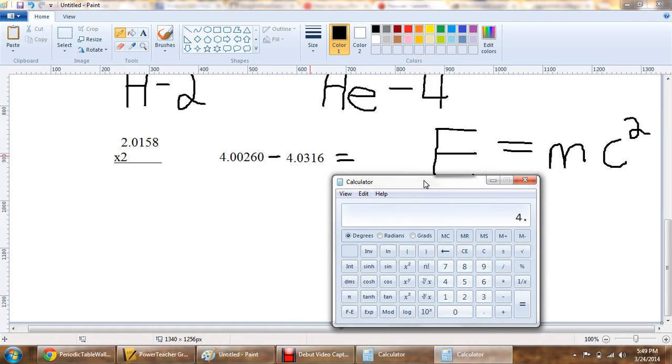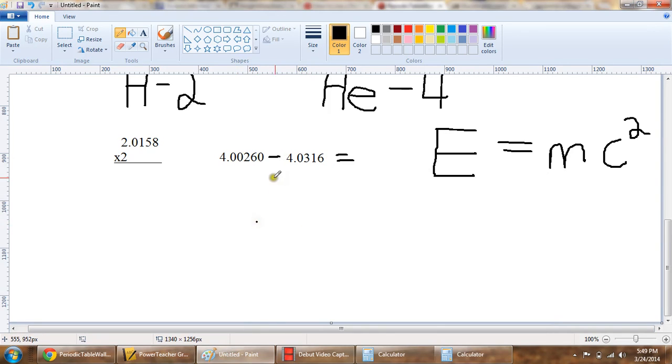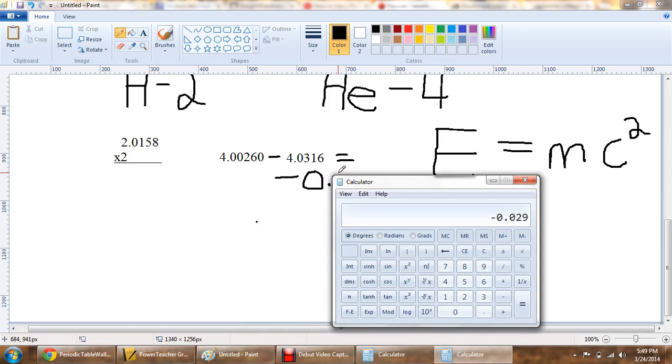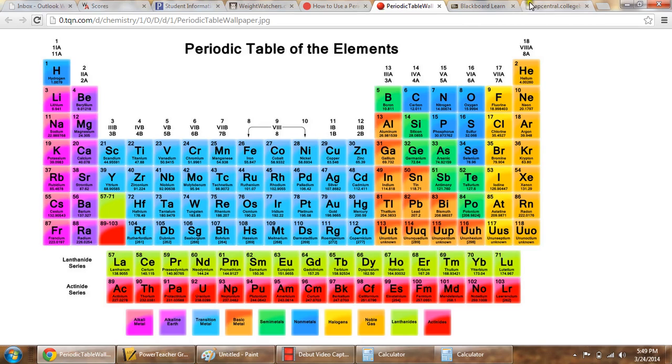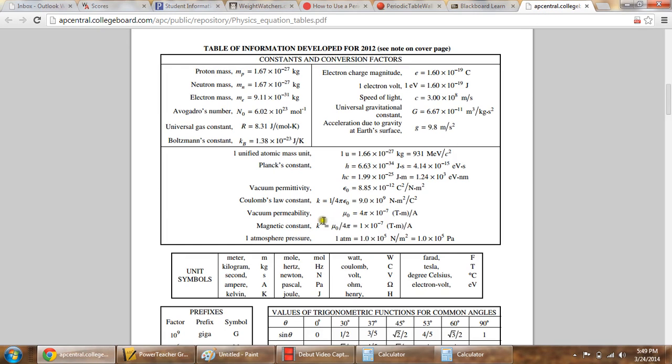And the resulting mass is a loss of 0.029. Now that's atomic mass units. And if you take a look at your table of information, the unified atomic mass unit does convert into kilograms. It's 1.66 times 10 to the negative 27th kilograms.